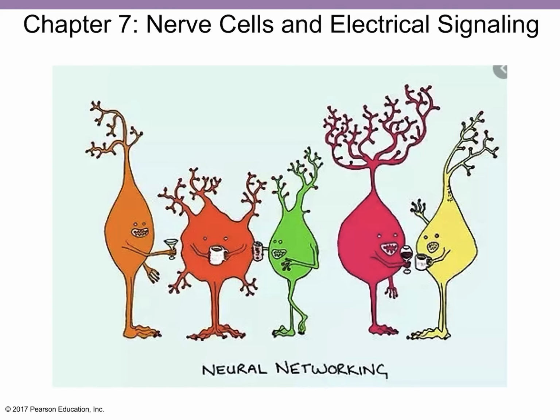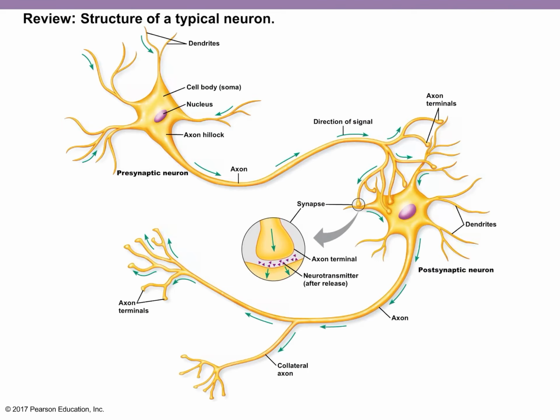So let's begin by looking at the anatomy of a neuron. I'm going to go over this first part relatively quickly because this is review from anatomy. We have our two neurons here that are forming a synapse. Remember, a synapse is a communication point between two cells. It doesn't have to be two neurons.